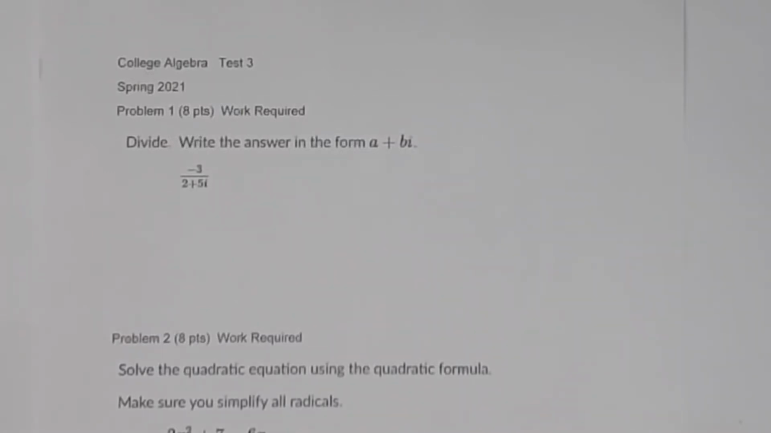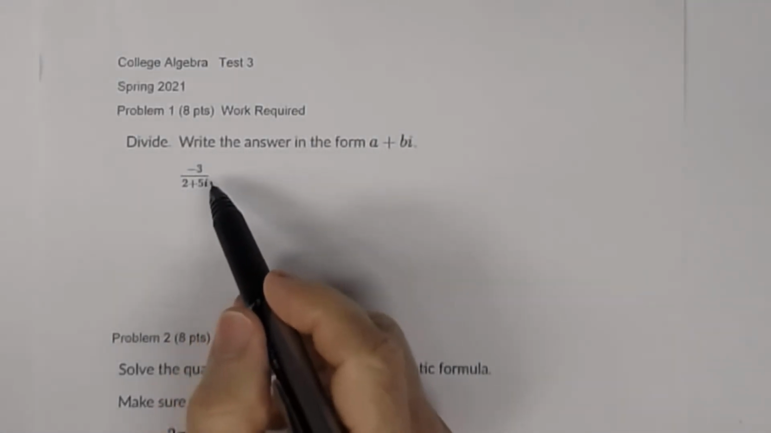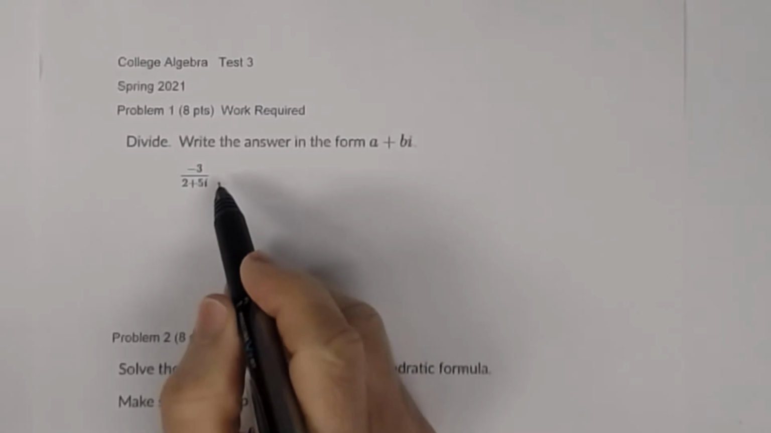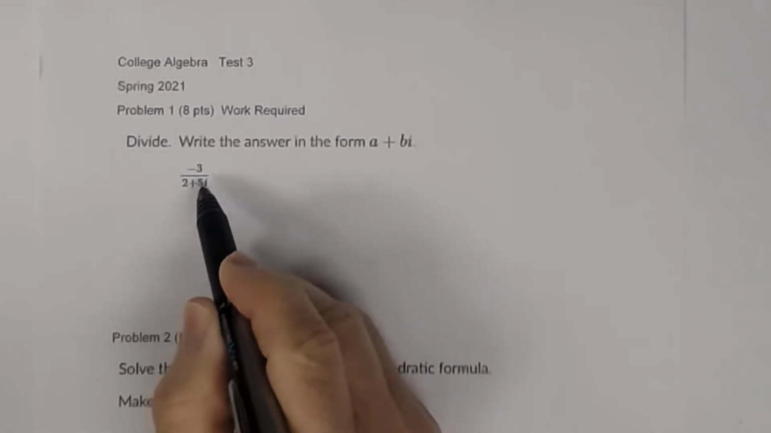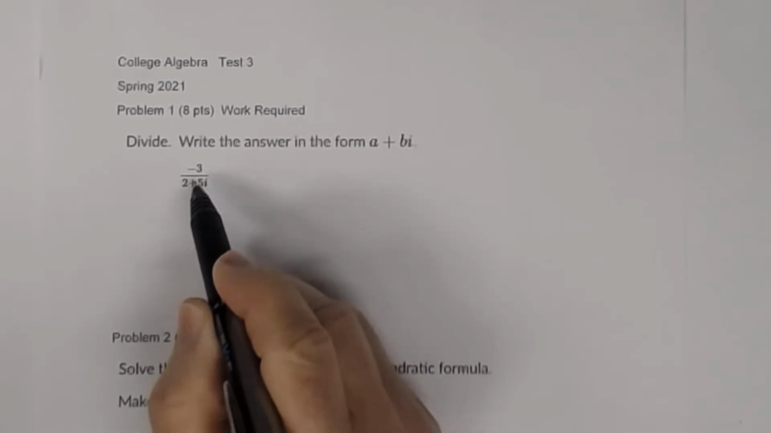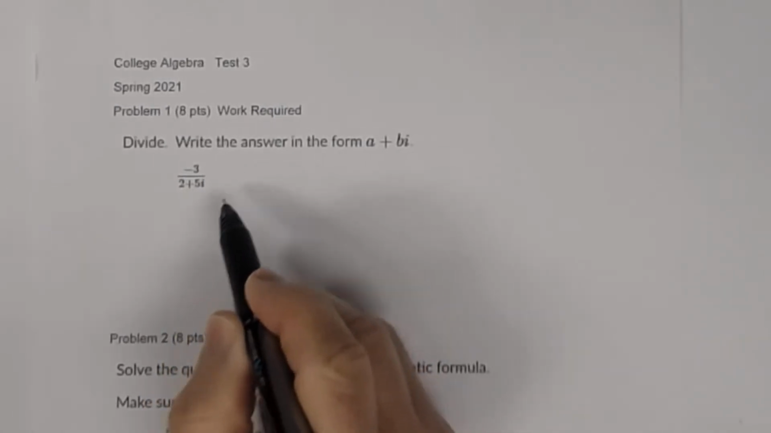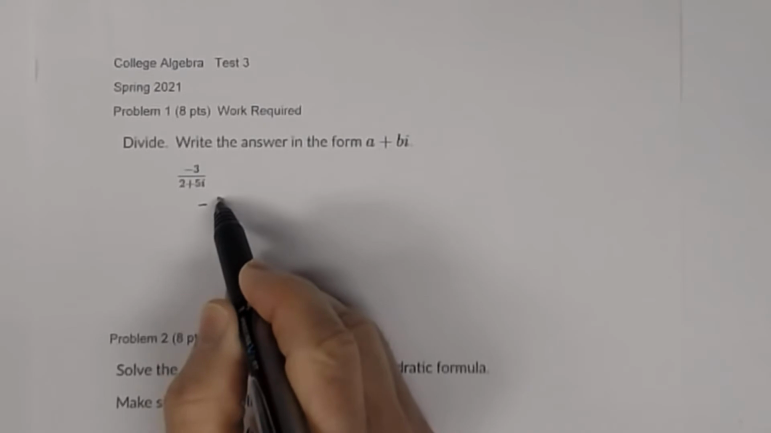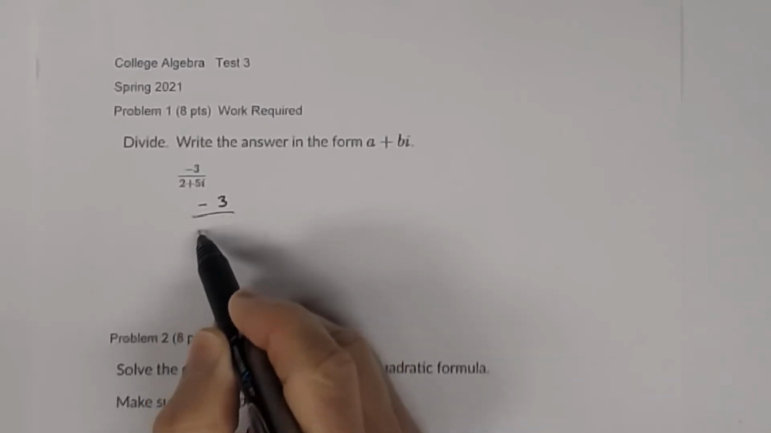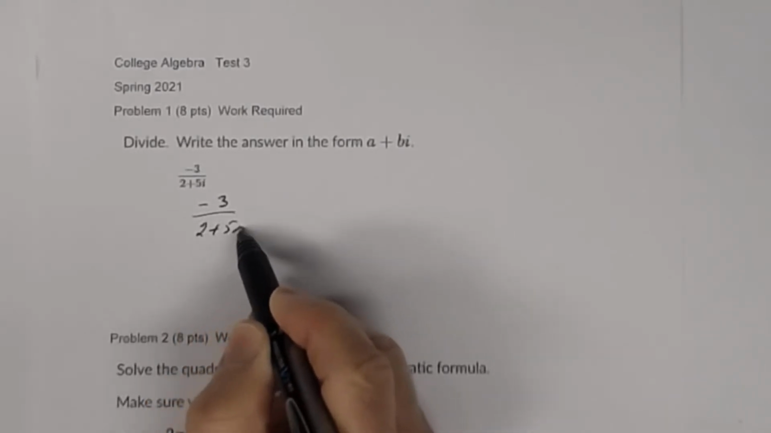This is the key to test 3. And number 1, you want to divide this complex number. So remember, the first thing you have to do is to multiply the numerator and denominator by the conjugate of the denominator. So let me go ahead and rewrite this a little bit better. So that's negative 3 divided by 2 plus 5i.